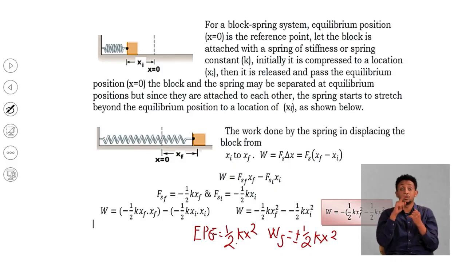We have classified potential energy into two types: gravitational and elastic. Gravitational potential energy can be given as mgh. This is how we determine it.